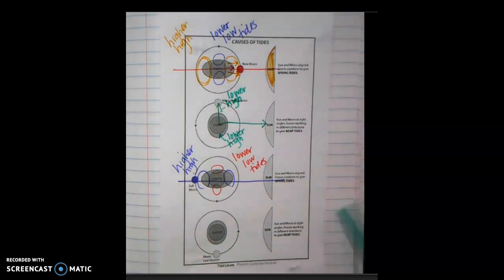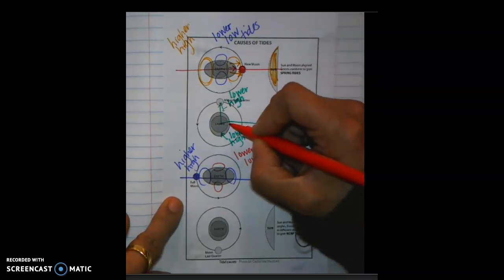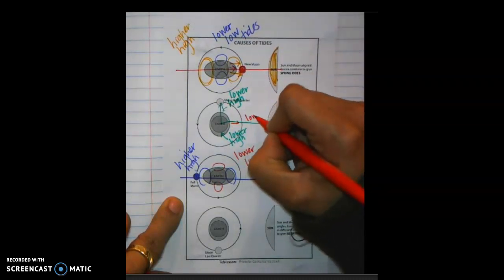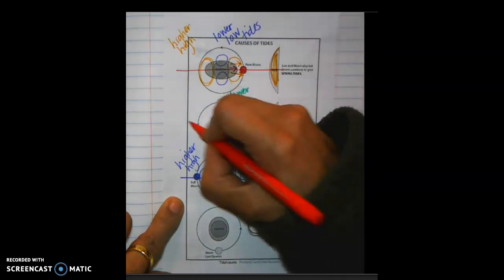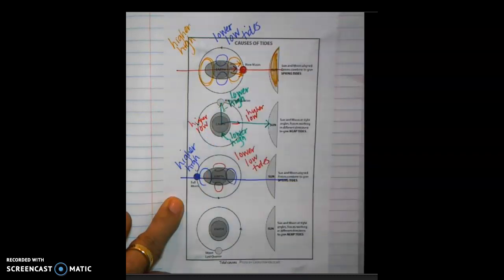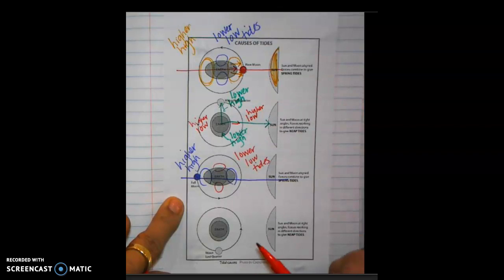And then over here, the sun is pulling in this direction over here. And so it's pulling on some water here. So these are my low tides. And so these are higher than normal low tides. So we've got higher lows here and lower than normal high tides over here.